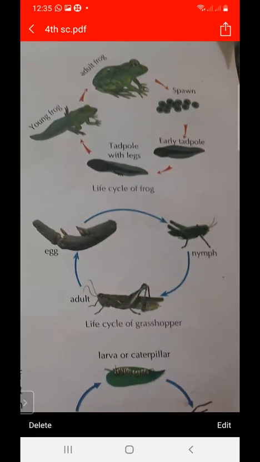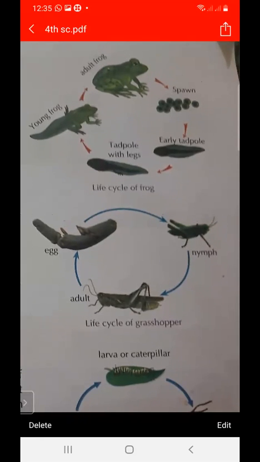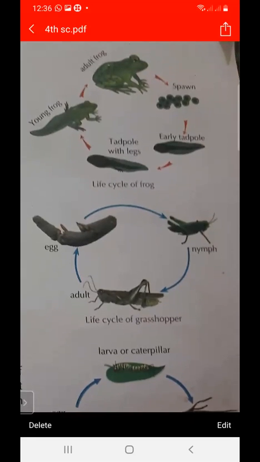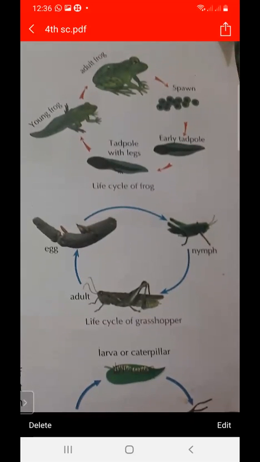Firstly, the adult frog gives the eggs in cluster form, and this cluster is called spawn, and this spawn is converted into the early tadpole. The early tadpole doesn't have legs or organs, and this early tadpole is converted into the tadpole with legs. And how does a tadpole look? A tadpole looks like a small fish. And then this tadpole is converted into the young frog.